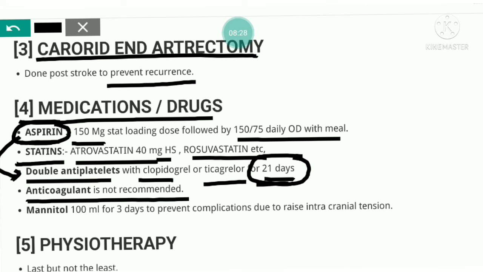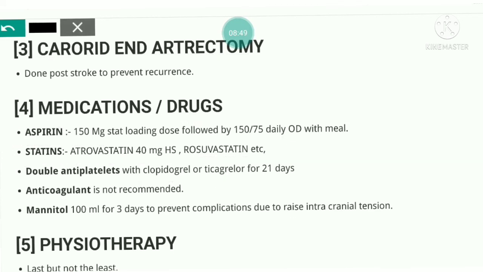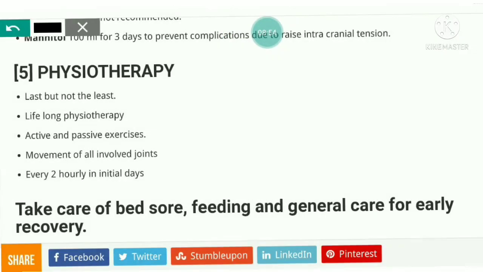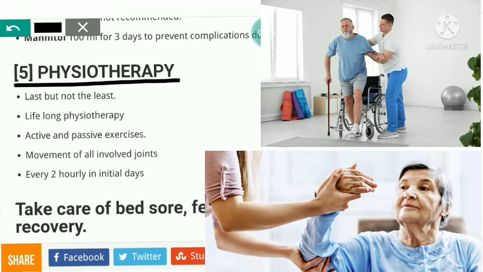Okay, if the patient presents with raised intracranial tension, projectile vomiting, bradycardia, altered sensorium, then we have to give mannitol 100 ml for 3 days to prevent raised ICT complications. Mannitol is an osmotic diuretic and it prevents raised intracranial tension complications. Physiotherapy is last but not least, because it is the most important part of the management of paralysis in ischemic or hemorrhagic CV stroke.